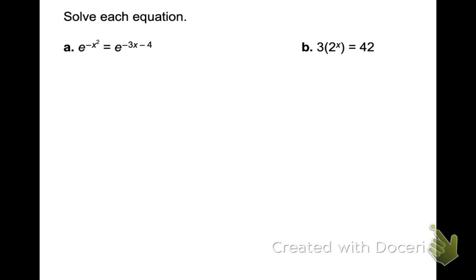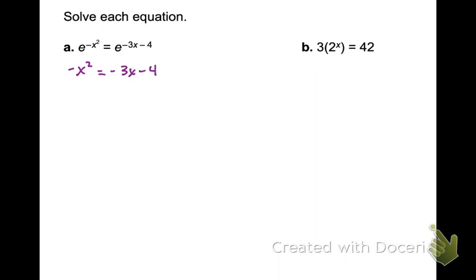Okay, so solve the equation. Now it is just solve the equation. So e to the negative x squared equals e to the negative 3x minus 4. This one's really hard. Nope, it's not. It's really easy, actually. That's why I was being sarcastic. What do we need to do? Negative x squared equals negative 3x minus 4. Because that's the what property? 1-to-1.